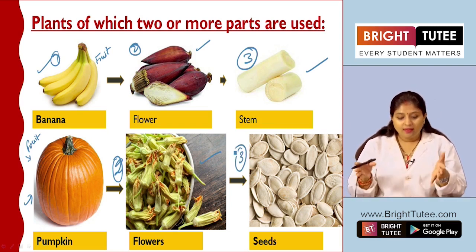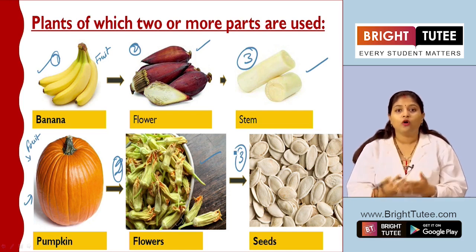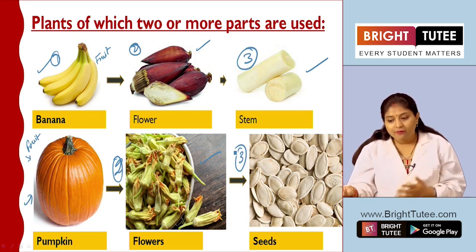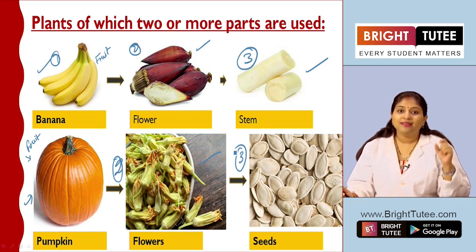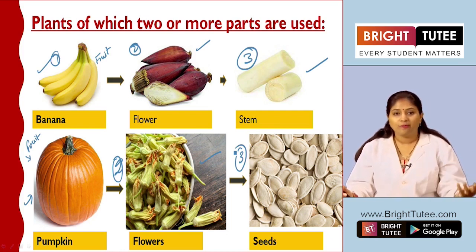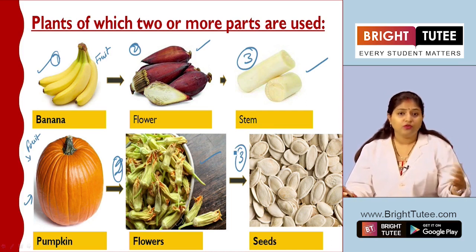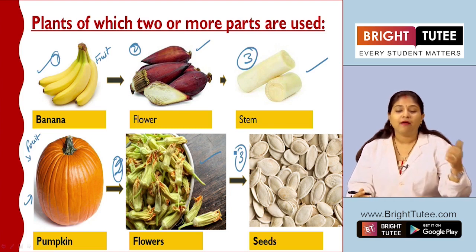Now these are examples in which we see there are more than 2 parts of the plants which are edible, right? Apart from that, we have the example of coriander, wherein we have coriander seeds which we utilize for making spices. And then also we have coriander leaves which we utilize in our food requirements. Then also apart from that, we have mustard.